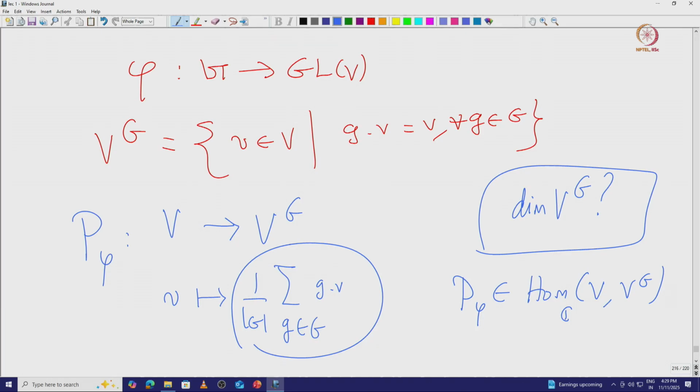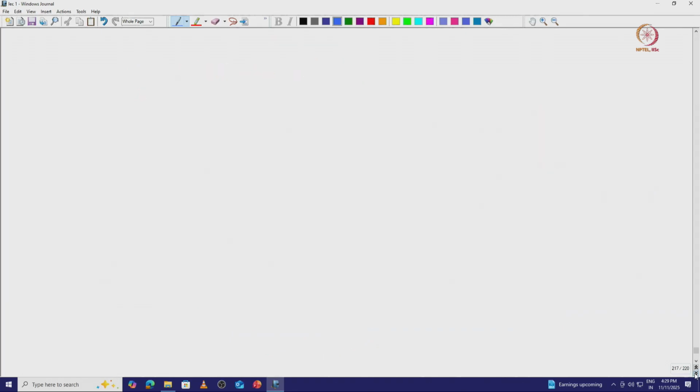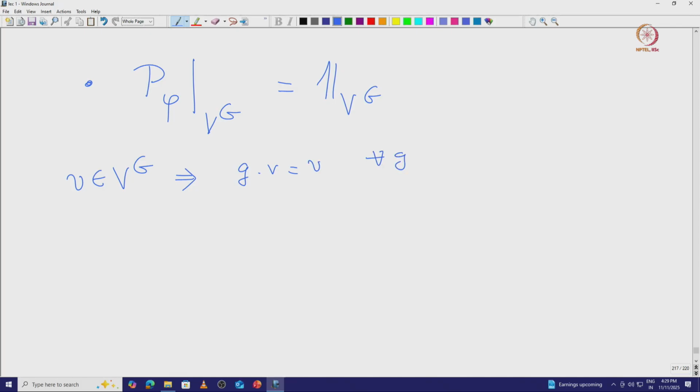Okay. Now, if you think about it, it is not just a homomorphism, a linear map. This also satisfies the following conditions. The very first condition is that phi restricted to this V^G is going to be just the identity on V^G. That is because, let us take v in V^G. Then that immediately implies that each element g in capital G fixes this v, for all g in G.